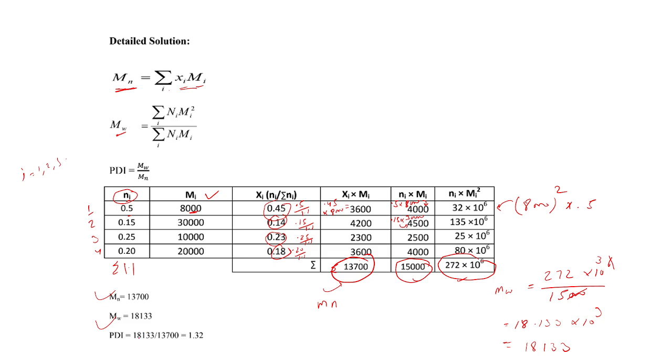Now finally we need to find out the PDI. What is PDI? Polydispersity index. It will be Mw divided by Mn. You just put the values like that, and you will get 1.32 as the PDI. So this question is also clear. We have sorted out all three answers: Mn, Mw, and PDI.